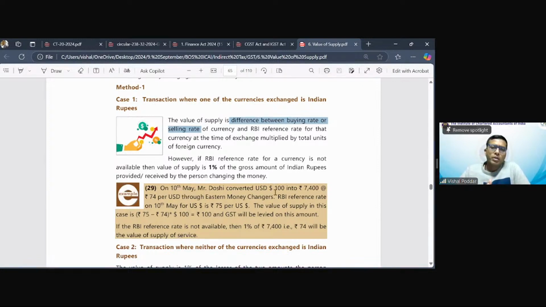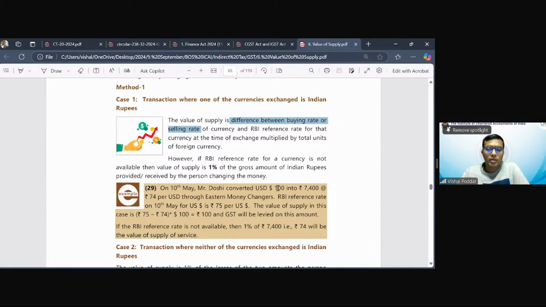If you Google it right now, you will find out the current exchange rate of RBI. For each currency, it will give you two rates, the buy rate and the sell rate: one, the rate at which the bank will buy from you, and the other, the rate at which the bank will sell to you. These rates, which are given by RBI, you take and find the difference between the two. That will be the value.